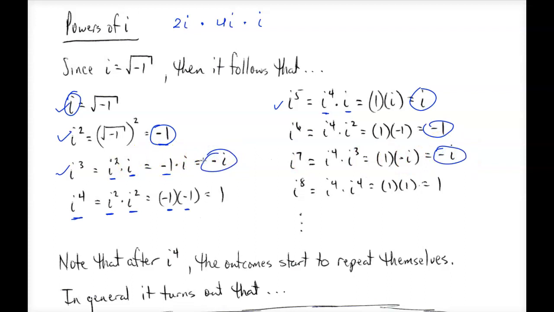And one of the things that you start to see here is that every time we go up 4 in a particular power, we're going to end up with the same result. So for instance, we know that i squared is equal to i raised to the 6. And of course, we could rewrite that this way.